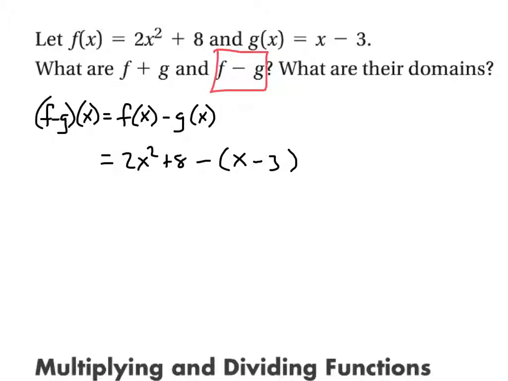Now I need to do that because I am subtracting x and I am subtracting a negative 3, which translates to subtracting x, but adding 3. So I've got to put the parentheses around there so that I know exactly how I am going to subtract that whole quantity. Once I have that done, I can again combine like terms.